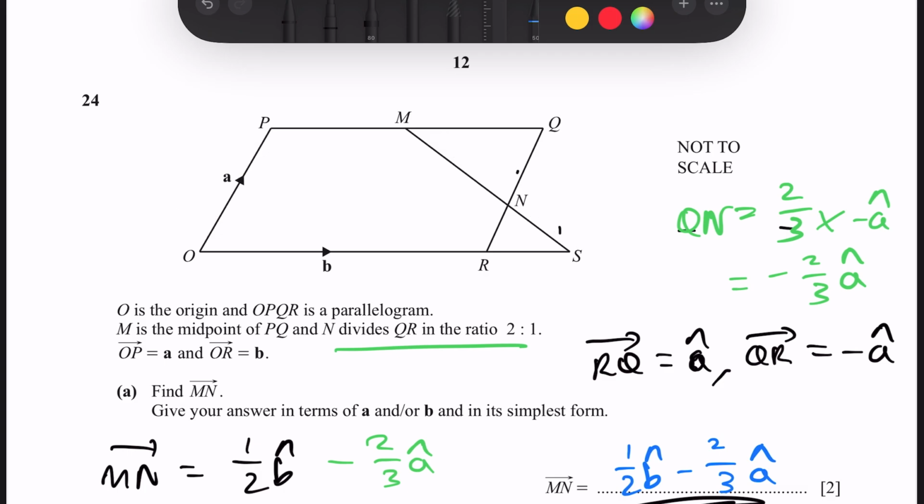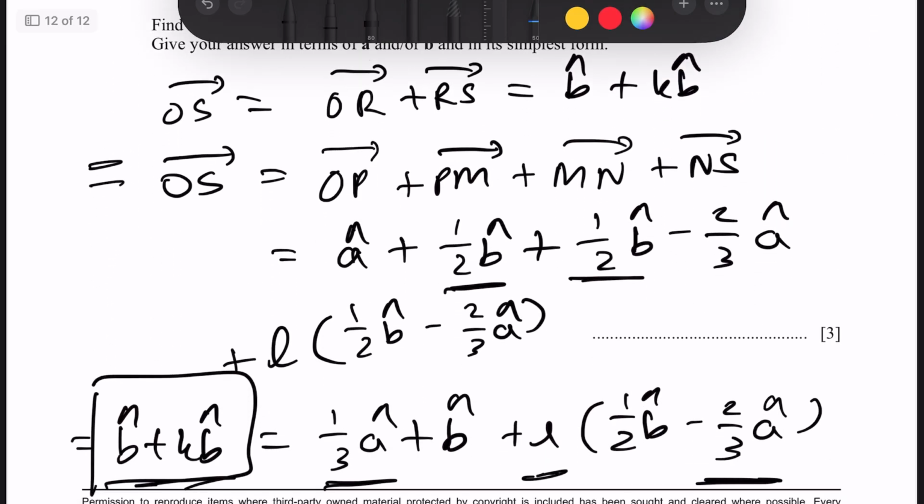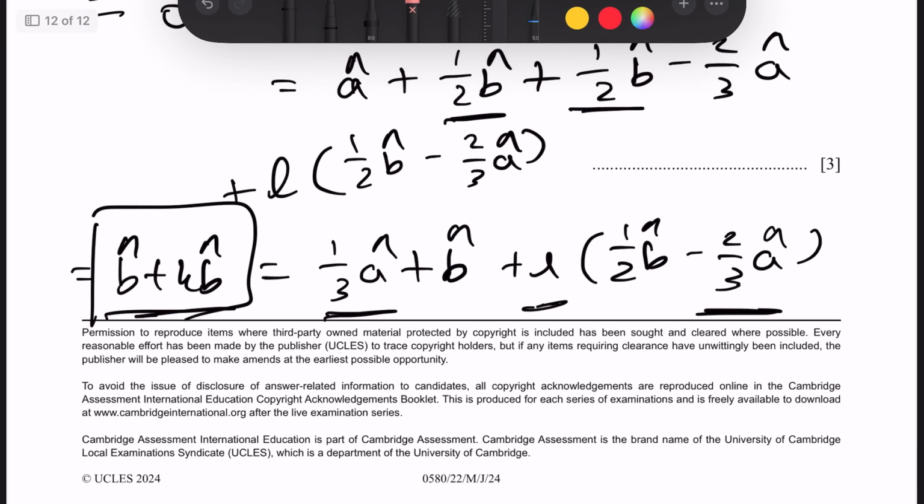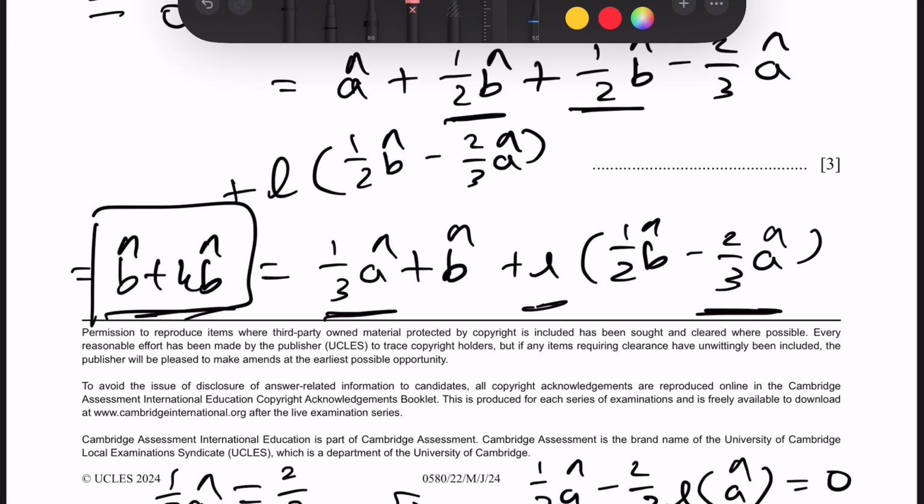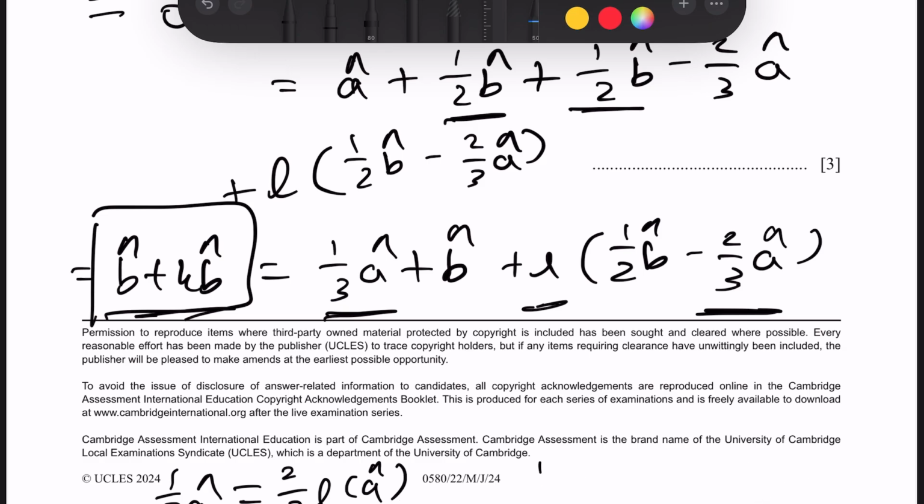Therefore, 1/3 A minus 2 by 3 LA is equal to 0. This means that 1 by 3A is equal to 2 by 3 LA. And so, if we divide 1 by 3 by 2 by 3 to get L, let's first cancel A from both sides. 2 by 3 L is equal to 1 by 3. Therefore, L is equal to 1 by 3 divided by 2 by 3, which is equal to 1 by 2.